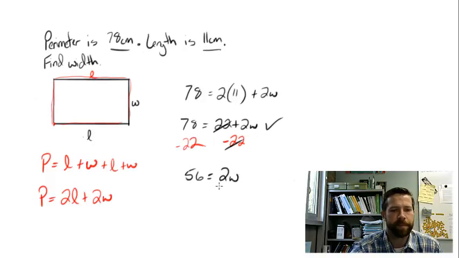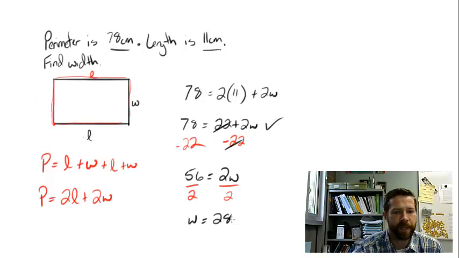We solve for W by dividing both sides by 2, and we get that the width is 28, and we've got to make sure we use our units here. We have centimeters in this case.